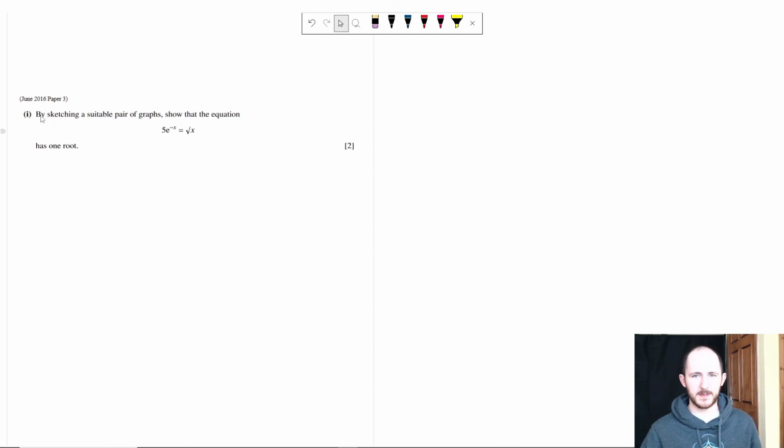And this is very similar. So by sketching a suitable pair of graphs, show that the equation 5e to the minus x equals square root x has one root. So if we have a look at what this will look like, I'm going to draw it relatively shallow.